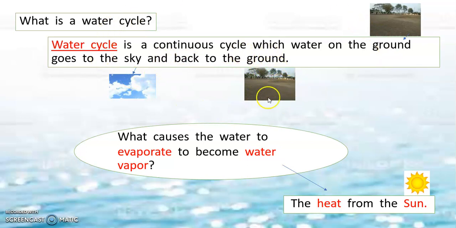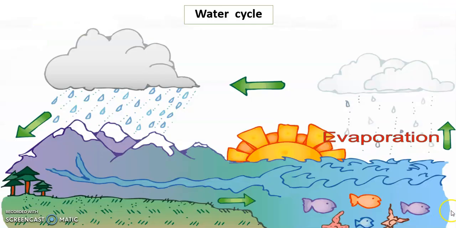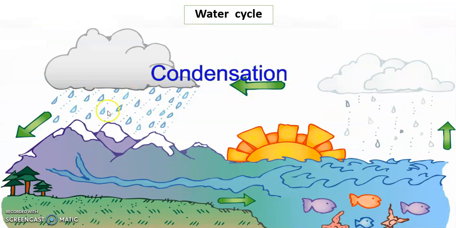So what causes the water to evaporate to become water vapor? That is the heat from the sun. That is why water evaporates to become water vapor. So this is the water cycle.